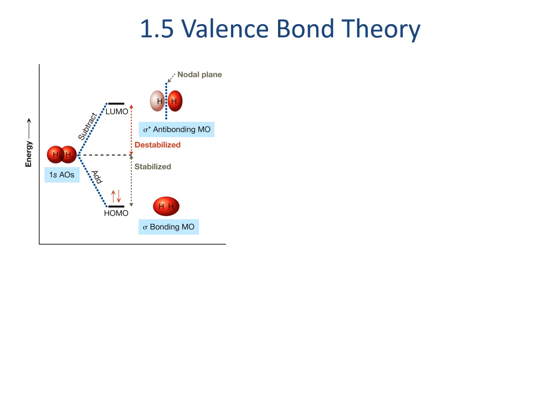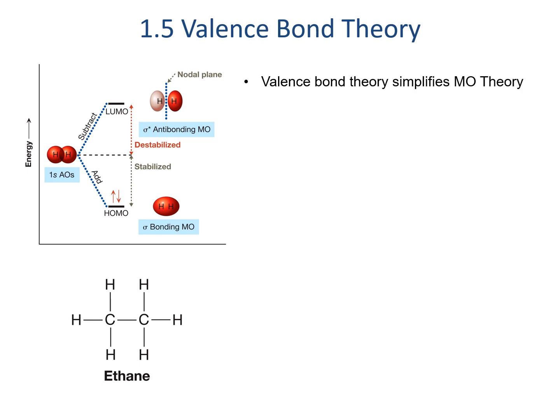In molecular orbital theory, we would normally need to do complex calculations for every single orbital. That's not bad with H2, but even with a simple organic molecule like ethane, we have 14 valence electrons and 4 core electrons to deal with. Valence bond theory simplifies this with a few basic assumptions that generally hold true.